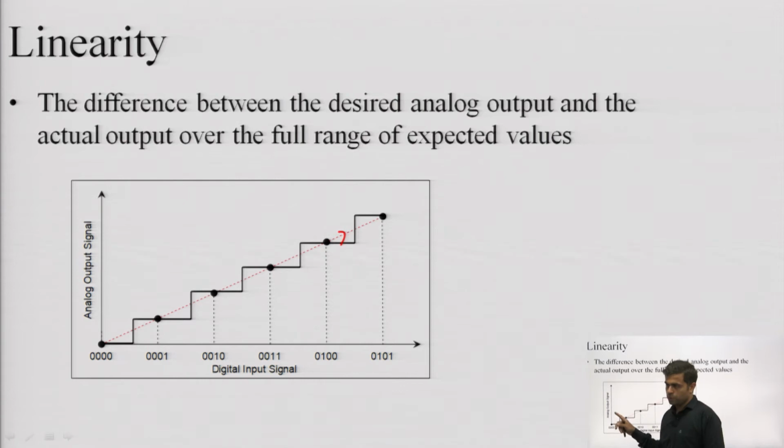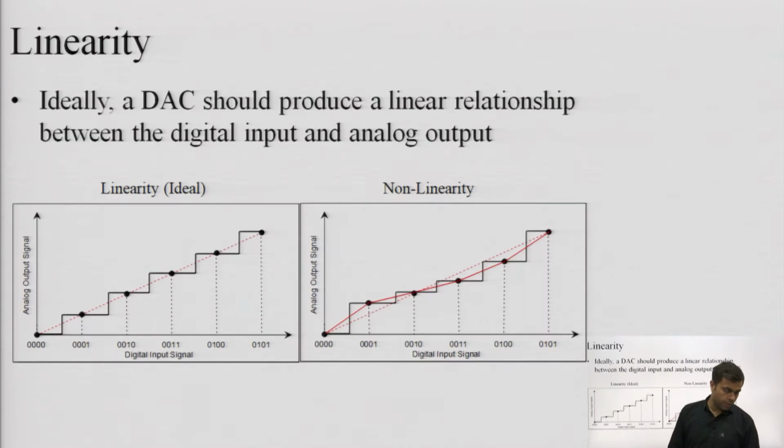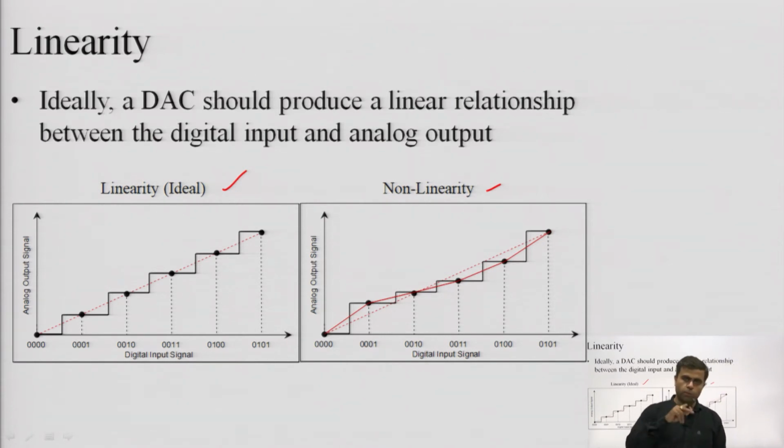Anything that is not in the linear range, or not on the linear curve, will lead to non-linearity errors, which we will be covering further. We can see that this is the ideal case, and this is a non-ideal case in which these points are getting shifted, so that we are not getting a single straight line, and instead the points are either above that straight line or below that straight line.